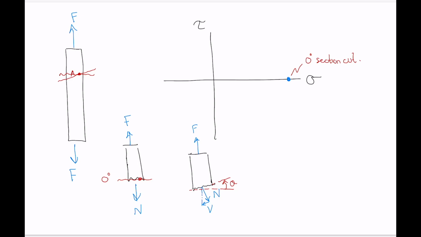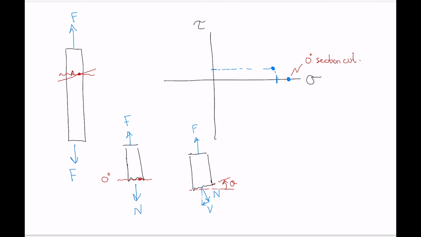So the normal stress is going to be quite a lot larger than the shear stress, but the normal stress won't be as big as the normal stress for our 0 degree section cut. So we're going to have a slightly smaller normal stress, and we're going to have some shear stress now. Not a large amount, but some. So we've got a new point right here.